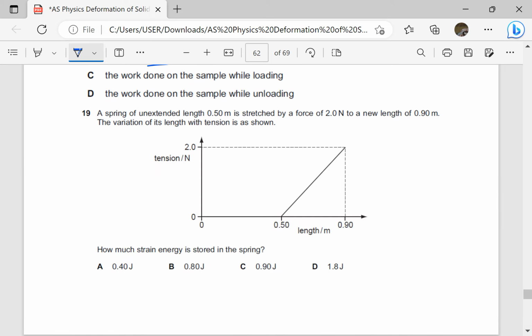A spring of unstretched length 0.5 meters is stretched by a force of 2 newtons to a new length of 0.9 meters. The variation of its length with tension is shown below. How much strain energy is stored in the spring? So strain energy will be represented by that area. So energy is going to be that area that I've shaded, which is going to be a half times the height, which is 2, then times the base, which is 0.9 minus 0.5, which is 0.4. So this gives us 0.4 joules. So the answer is going to be A.